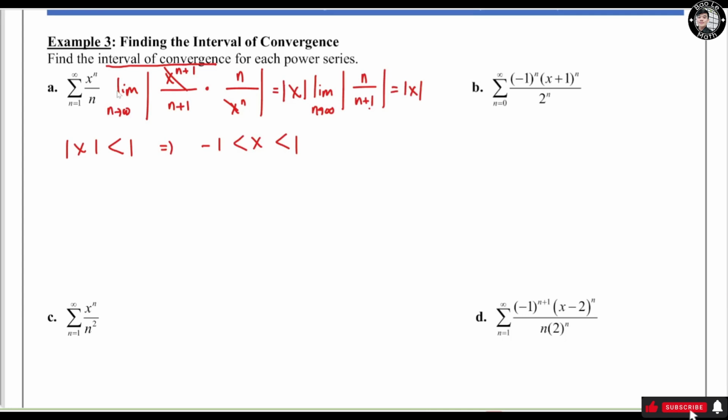We're not going to stop right here. Be careful. We need to check the endpoints. We need to check this one and this one. Now, case number 1, s equals negative 1. So we substitute negative 1 for s back into the original series. So we have negative 1 raised to the n over n, when n goes from 1 to infinity. This is actually the alternating harmonic series, so it is convergent.